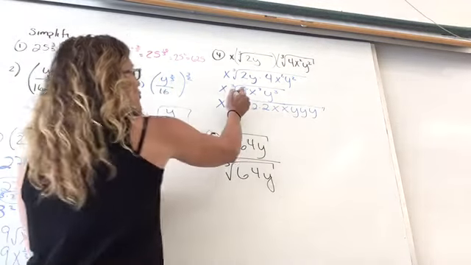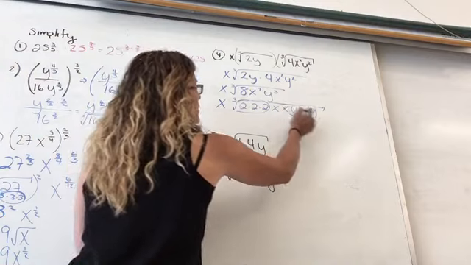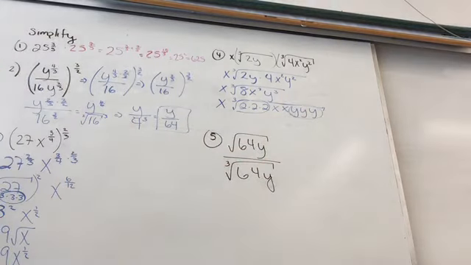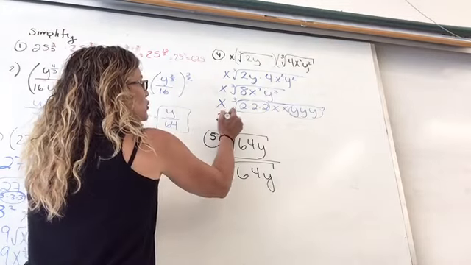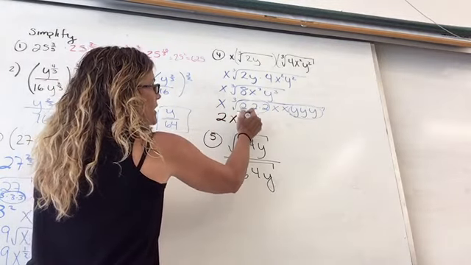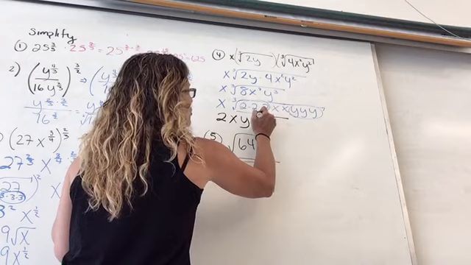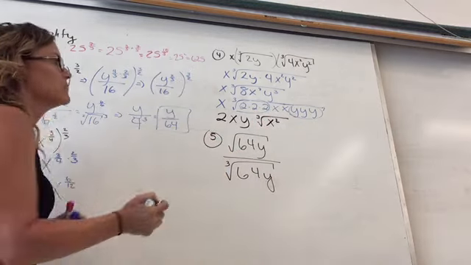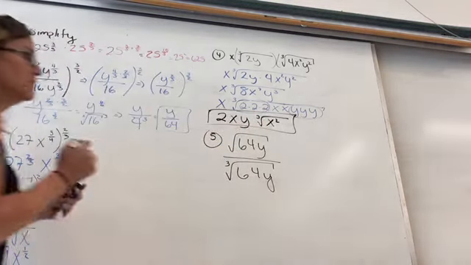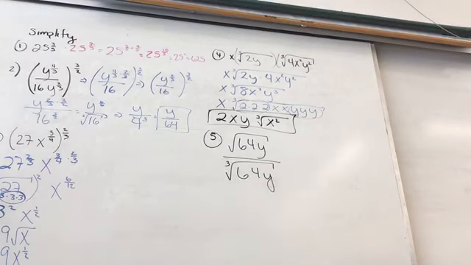And it is a cube root, so I want to circle the groups of 3. Well, everything but the x's get circled, so anything circled comes out. So we have a 2. We have an x that was already there. The y comes out. And then we have a cube root of x squared. And that's our final answer for that problem.